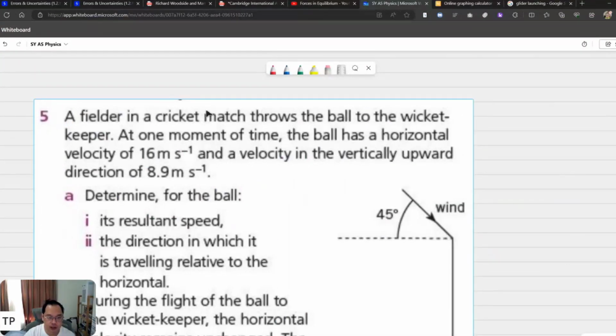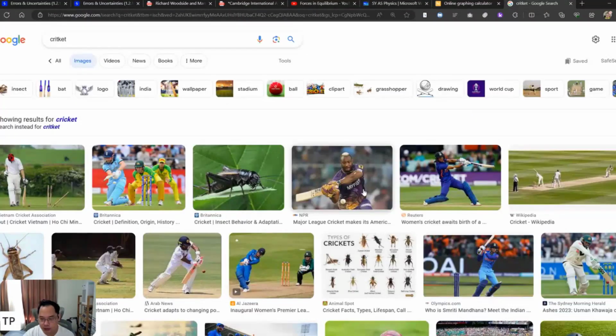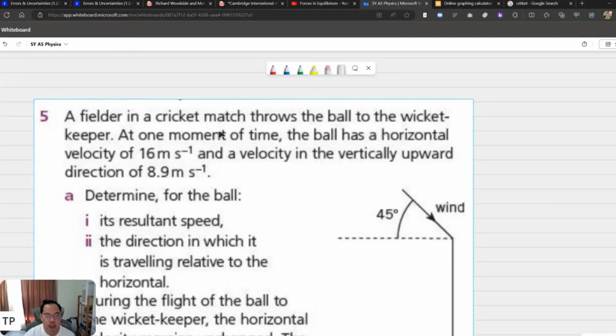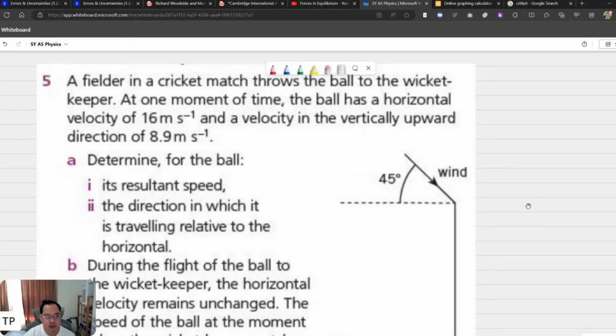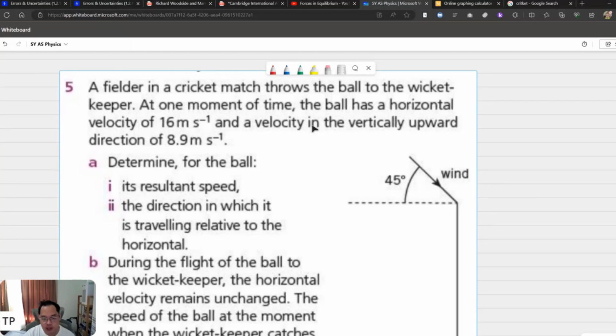A fielder in a cricket match throws a ball to the wicket keeper. What does cricket mean? It's similar to baseball, but not baseball. At one moment of time, the ball has a horizontal velocity of 16 meters per second and a vertical upward velocity of 8.9 meters per second. Determine the resultant speed of the ball.